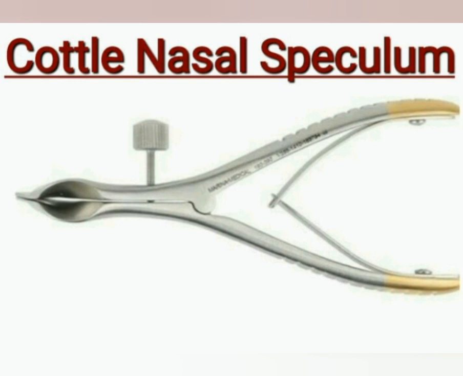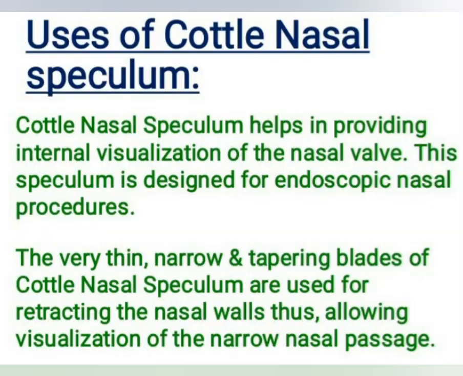Fifth one is Cottle nasal speculum. Cottle nasal speculum is made of stainless steel. It has a screw to fix the blade in the nasal cavity. There are uses of Cottle nasal speculum.